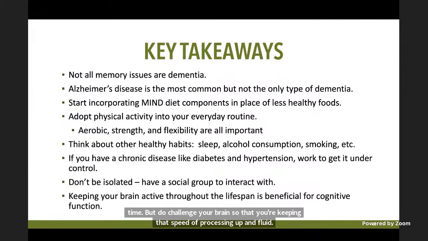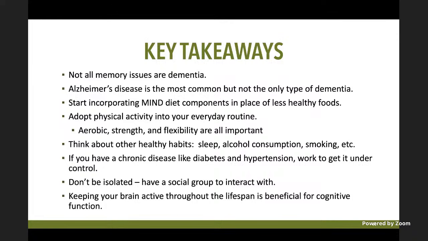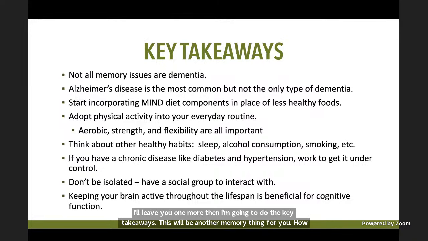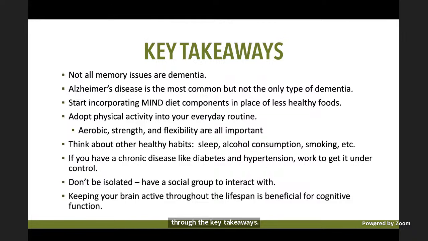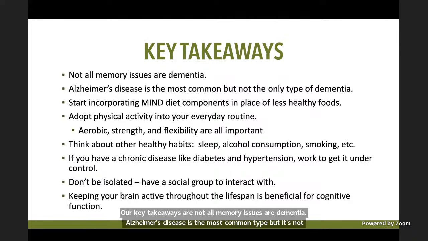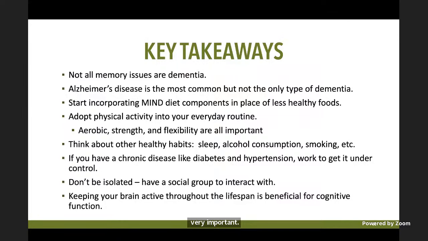So our key takeaways today: not all memory issues are dementia. Alzheimer's disease is the most common type, but it's not the only one. Work to improve our diets by incorporating leafy greens, fruits and vegetables, especially berries, and decreasing some of the bad things like sugar and sodium. Moderating our alcohol consumption is going to be very important. Keep our physical activity up, so that we're improving our overall health as well as our brain health, adopt healthy habits, be with other people so that we get that socialization, and keep our brain active throughout our lifespan.